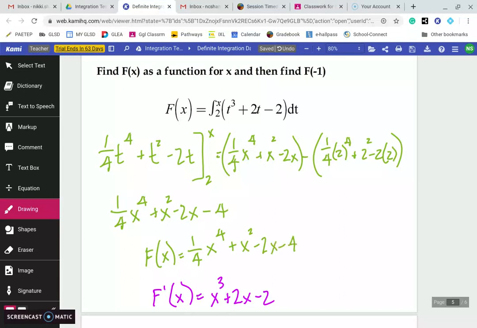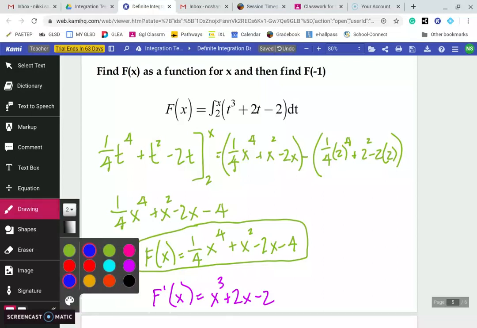Now notice, if I wanted to take the derivative of this green equation here, it would give me x cubed plus 2x minus 2, which is what we said it would give me. The fundamental theorem of calculus skips all that green and goes right to that purple. Now, this is what we were looking for here, so I couldn't use that theorem, but there we go.